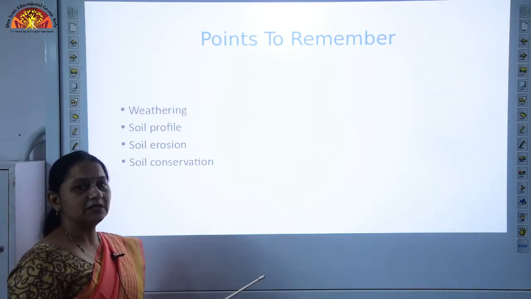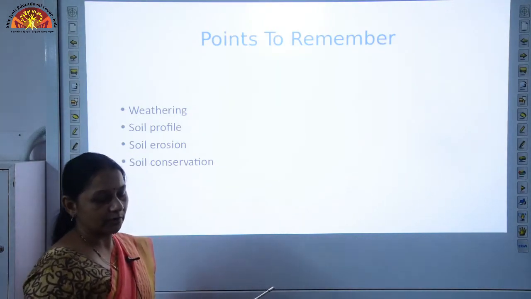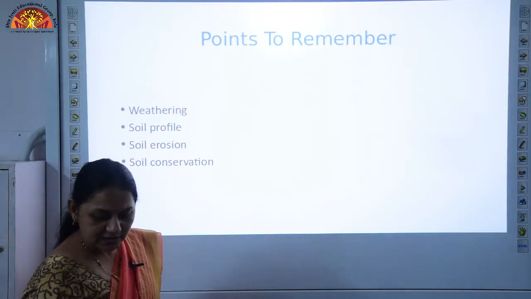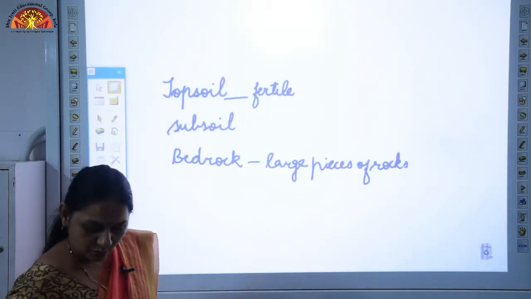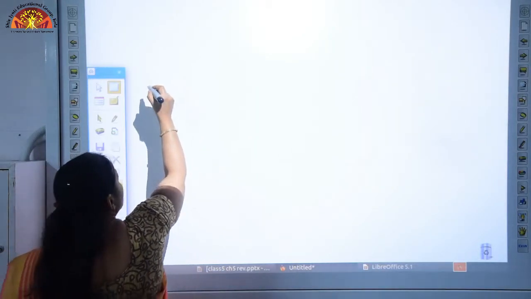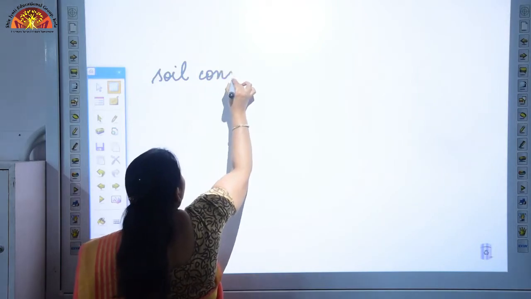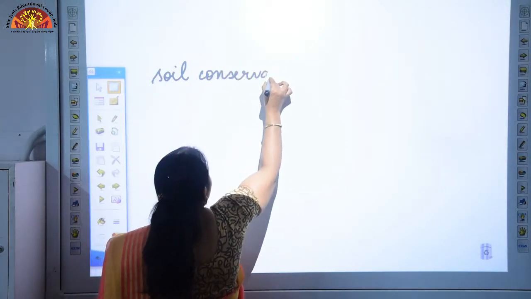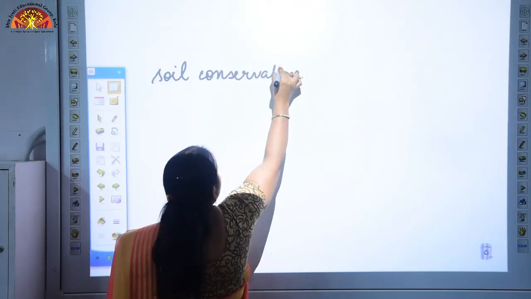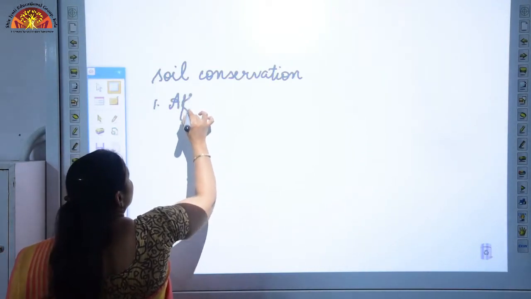The next topic is soil conservation. Soil conservation means protecting the soil from being eroded away, and there are various ways by which we can conserve the soil. Let us take up a few topics. Soil conservation, how we can conserve soil? There are various ways of conserving soil. The first one is afforestation.